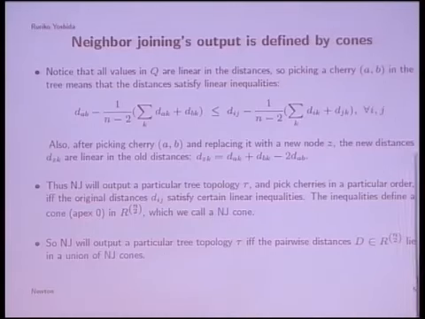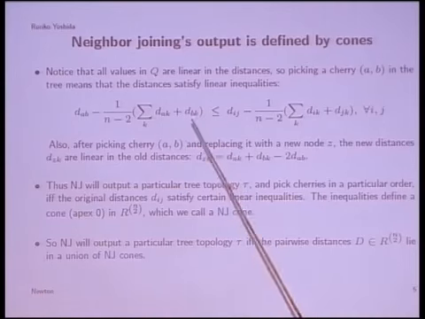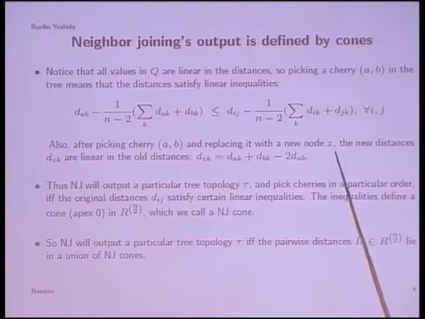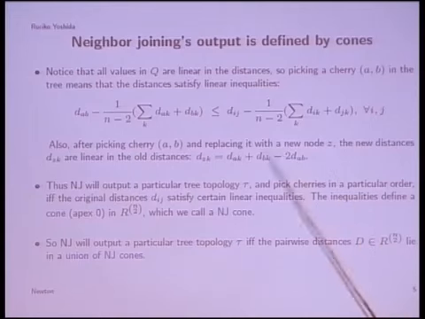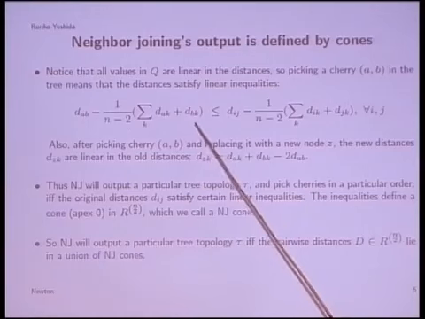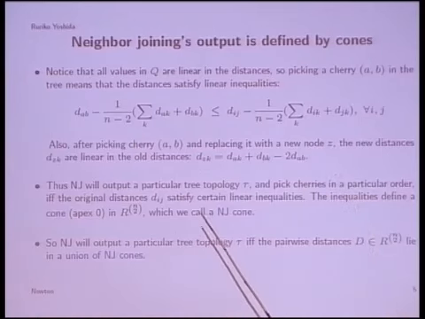Now let's look closely at the Q criterion. We notice that the Q criterion gives linear inequalities, and after picking a cherry and replacing it with a new node, this gives equations. So we have a set of inequalities and a set of equations, and then the neighbor-joining method will output a particular tree topology tau.